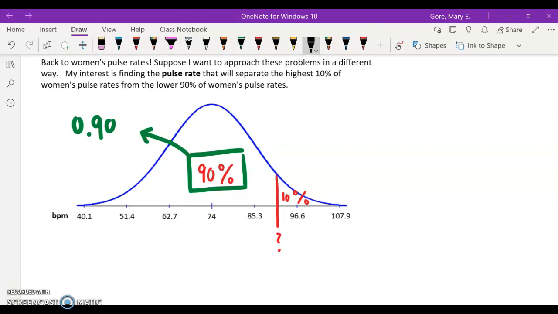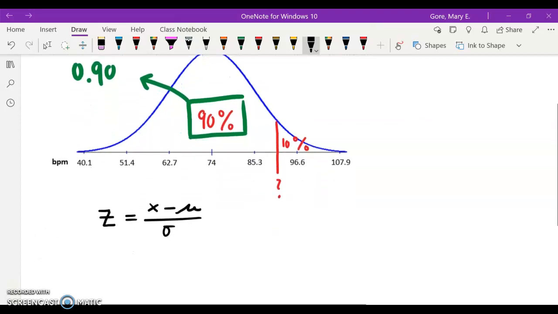So let me remind you of the z formula. We've used this since early modules. So let's fill in what we know. We know the z is 1.28 equals. We don't know x. That's the value we don't know. We don't know a specific pulse rate. We do know the mean of these pulse rates and the standard deviation that was given to us for the last few examples we've used with this one. So we do know those.